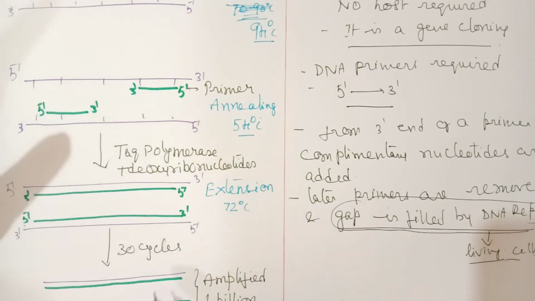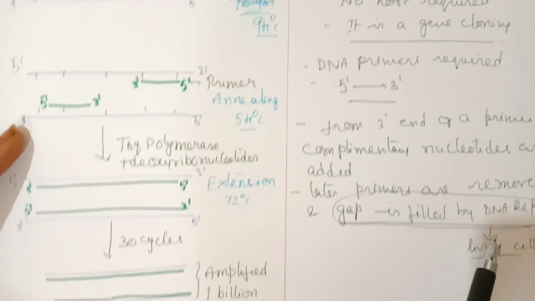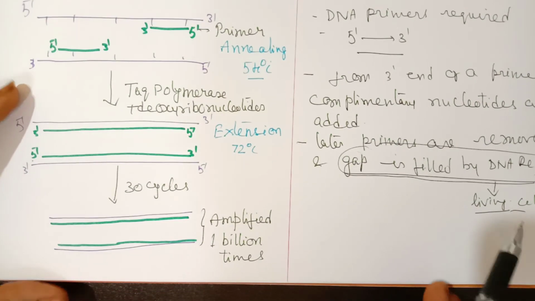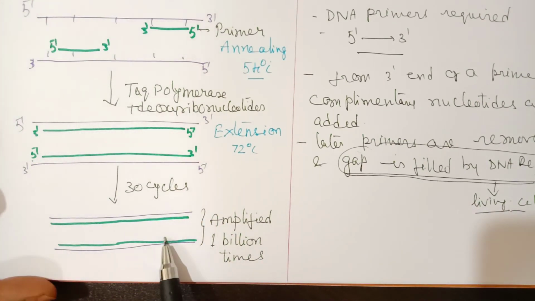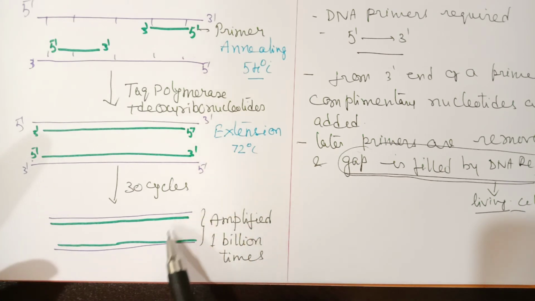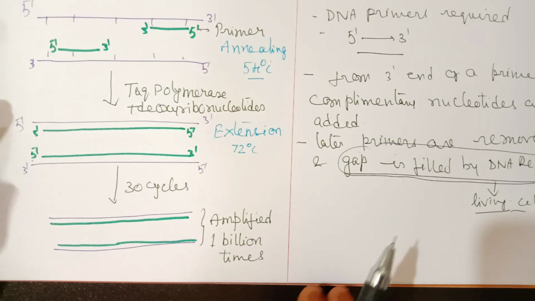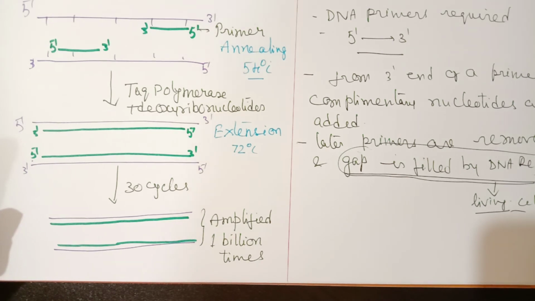Finally, after one cycle, we find 2 DNA molecules are formed. Suppose 30 cycles are taking place. DNA is multiplied about 1 billion times. This is what is called a PCR technique. So, simple question what we can get. Here, simple numerical question, if asked, we can expect it.